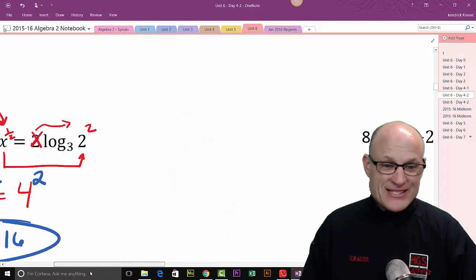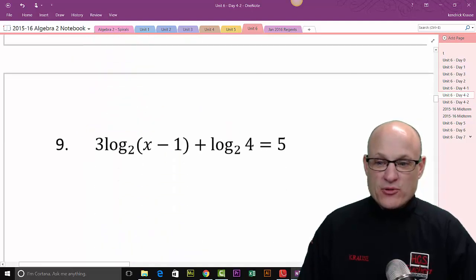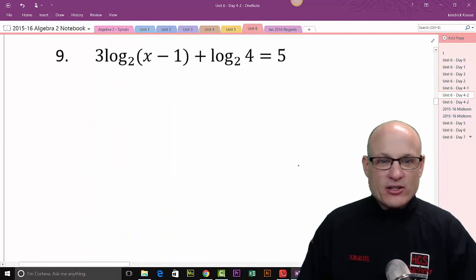All right, kids, going off to 9. I'm on 9 already. I feel like I'm a third of the way through almost. But I'm not even close.